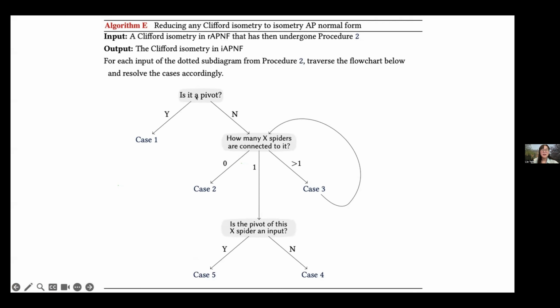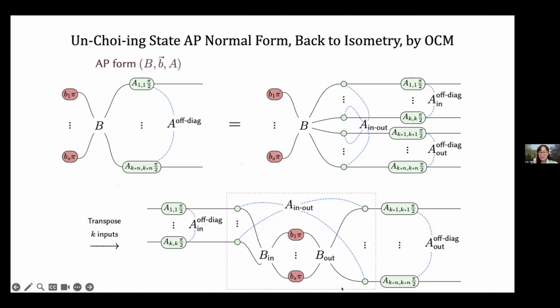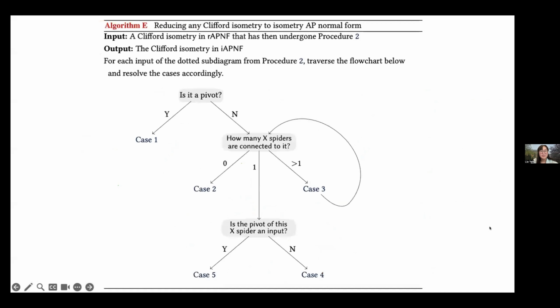So essentially, for every input of the isometry, we just ask, is it already a pivot? If so, then you don't have to do anything. The reason is that if it's already a pivot, then it has no CZ edges. We want to delete all CZ edges on all the inputs, and we want to delete all non-CZ edges to these red spiders. So that's why we want to make all the inputs pivots. And if it's a pivot already, you don't have to do anything.